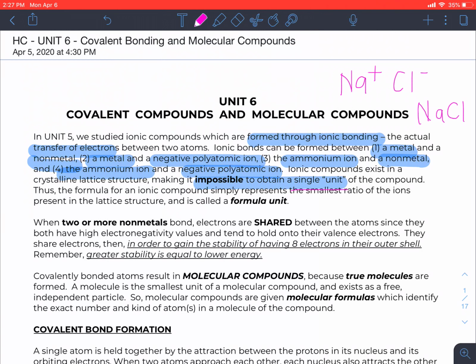Thus, the formula for an ionic compound simply represents the smallest ratio. And remember, you have to reduce if needed. We do call ionic compounds formula units.